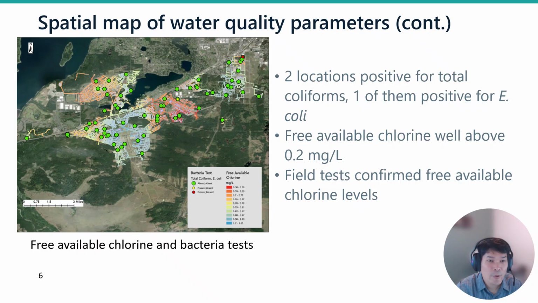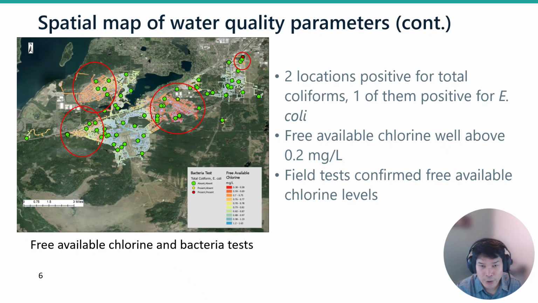Over here, we will discuss free available chlorine and bacteria tests. Although the IDW interpolation predicts some areas with lower free available chlorine, the red circles, the estimation still indicates that the free available chlorine throughout JBLM is well above the minimum level of 0.2 mg per liter recommended by TB MED 576.